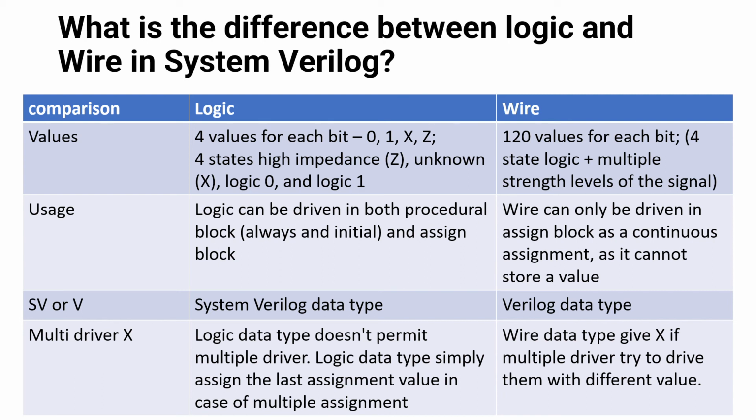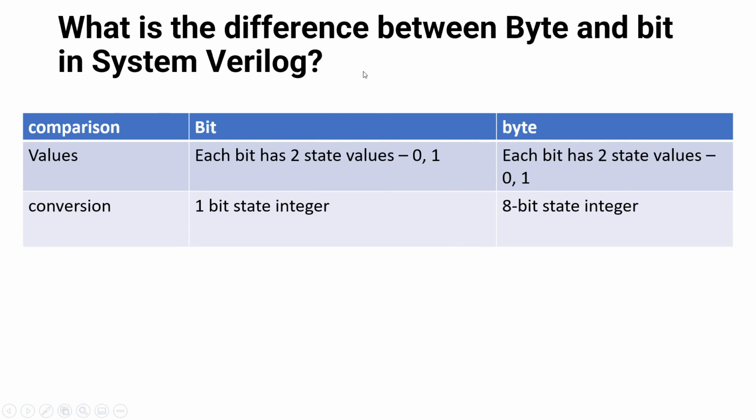Logic is a System Verilog data type, wire is a Verilog data type. That's an additional point I add here. Other than that, I think we already know the rest of the things. Logic can be driven in both procedural and assignment blocks, but wire can be used only inside the assignment block. So that's another main difference. Let me skip to the next one.